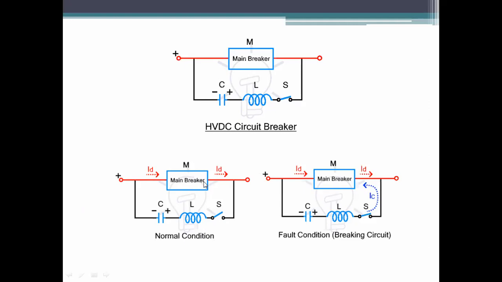Whatever current is flowing, flows through this main circuit breaker only. Now if the fault occurs, this switch gets closed and this main circuit breaker gets open, because we know that under normal working condition the contacts of the circuit breaker are always closed, but if the fault occurs, these contacts get open.